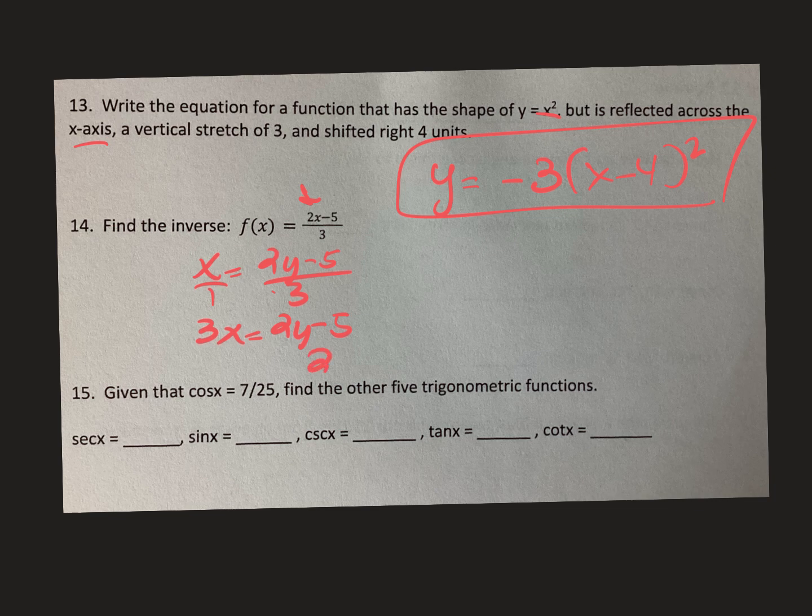Again, I'm trying to get the y by itself. So I'm going to move the 5 over. And the last step is I'm going to divide both sides by 2. Don't forget the f negative 1 to kind of show that's your answer. So if I divide both sides by 2, I get that right there.